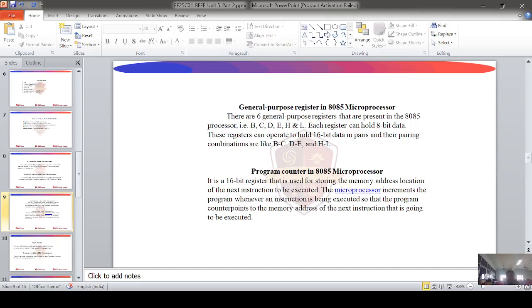General purpose registers. The 8085 contains six 8-bit registers: B, C, D, E, H and L. These registers temporarily store data. They can also be paired as BC, DE and HL to handle 16-bit operations. Then program counter. The program counter is a 16-bit register and it stores the address of the next instruction to be executed. After executing an instruction, it automatically updates to the next memory position.